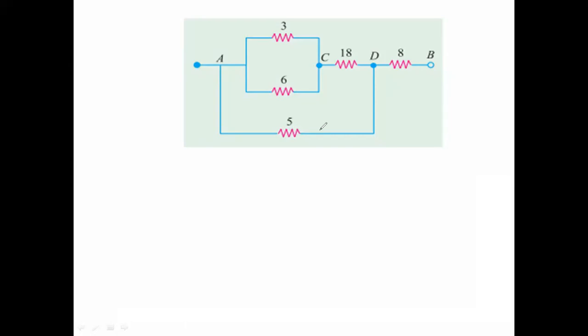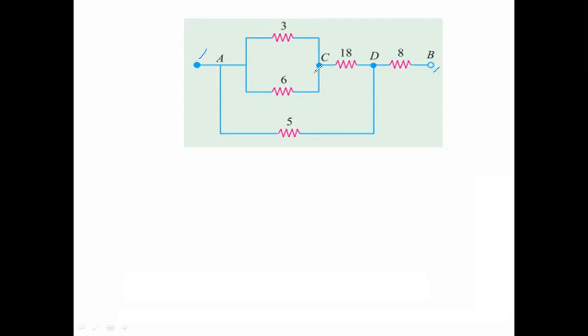What is the equivalent resistance? How can we find out the equivalent resistance across these two points A and B? First of all, we have to observe how these resistors are connected, whether they are connected in series or in parallel. We will observe the circuit diagram like that.